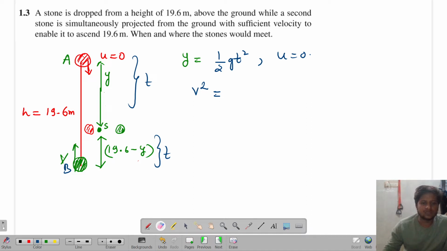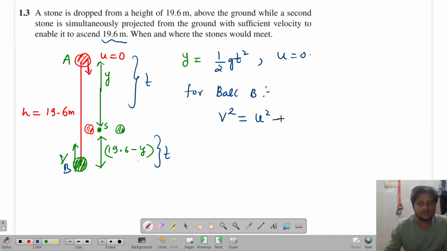So first, try to find the throwing velocity for ball B. Okay, 19.6 meter per second. Try to see if it can only attain 19.6 meter or not. Tell me yes or no. So that means at 19.6, final velocity is 0.